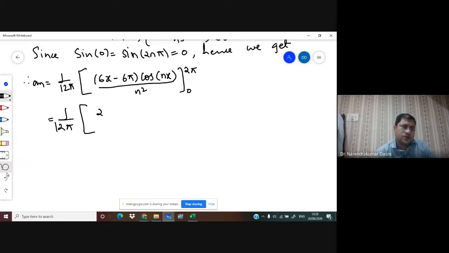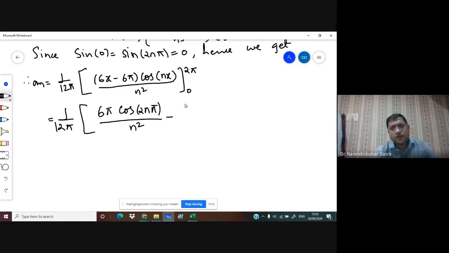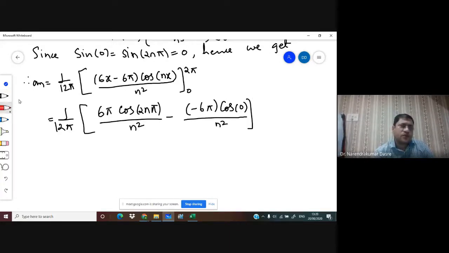So that will become 6π and cos of nπ on n square. Minus, you are using the lower limit, so this will become minus 6π, because this term will be 0. And again we have cos of 0 on n square. Then, since we know cos of 0 is equal to 1, cos of 2nπ is equal to 1.